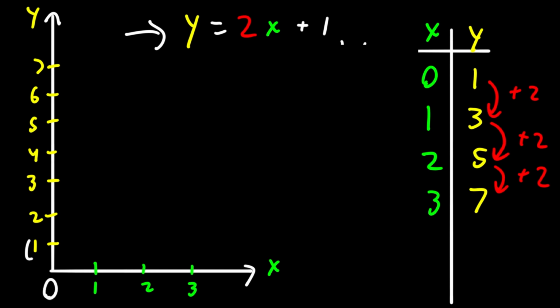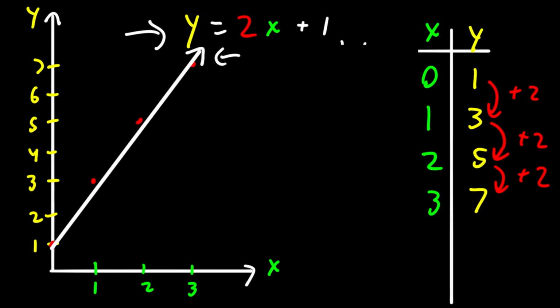So at x equals 0, y equals 1. So the first point is going to be right about here. And at x equals 1, y equals 3. And they meet right about here. So the point's going to be right there. And at x equals 2, y equals 5. And that's going to be right about here. And at x equals 3, y equals 7. So that's going to be right here. And now let's connect the dots. It's a little bit off, but that's okay. And now we're going to draw an arrow to show that it goes on forever.